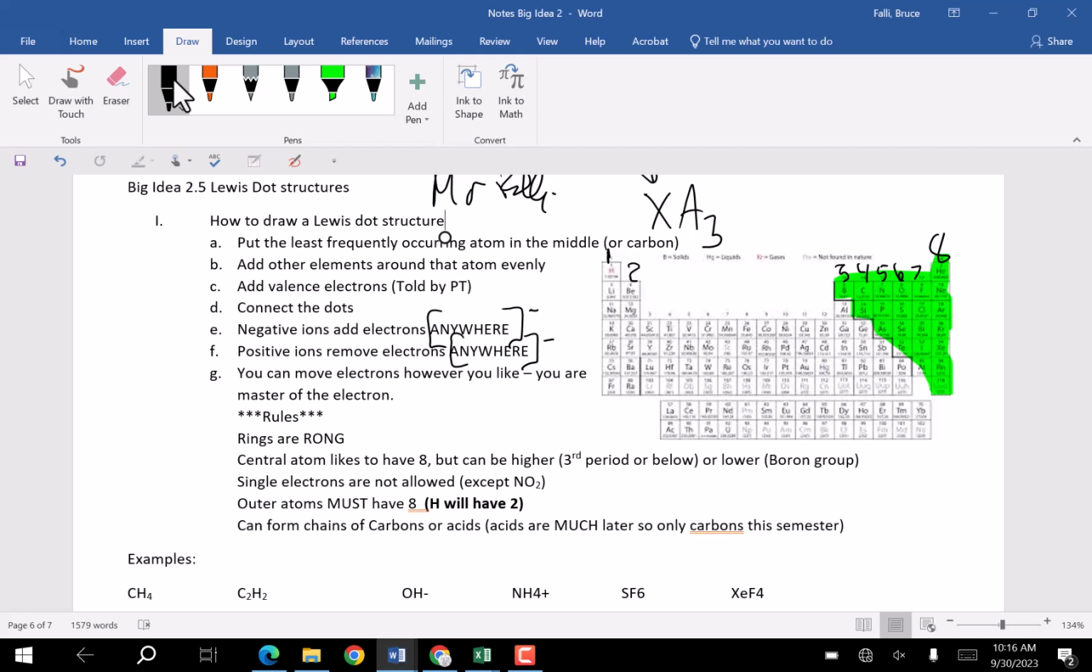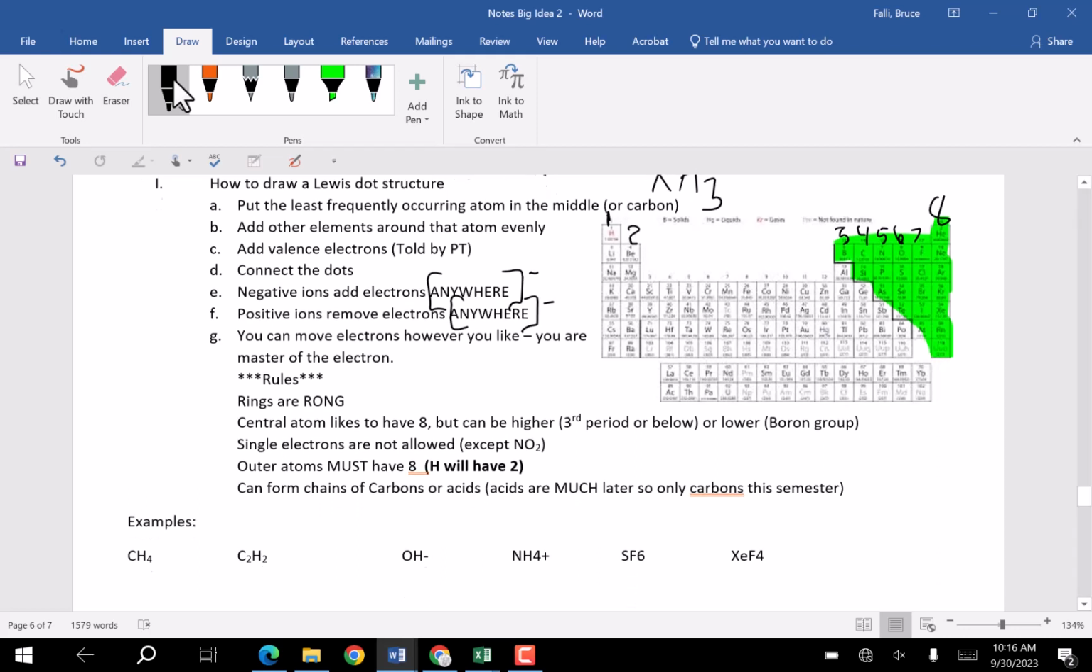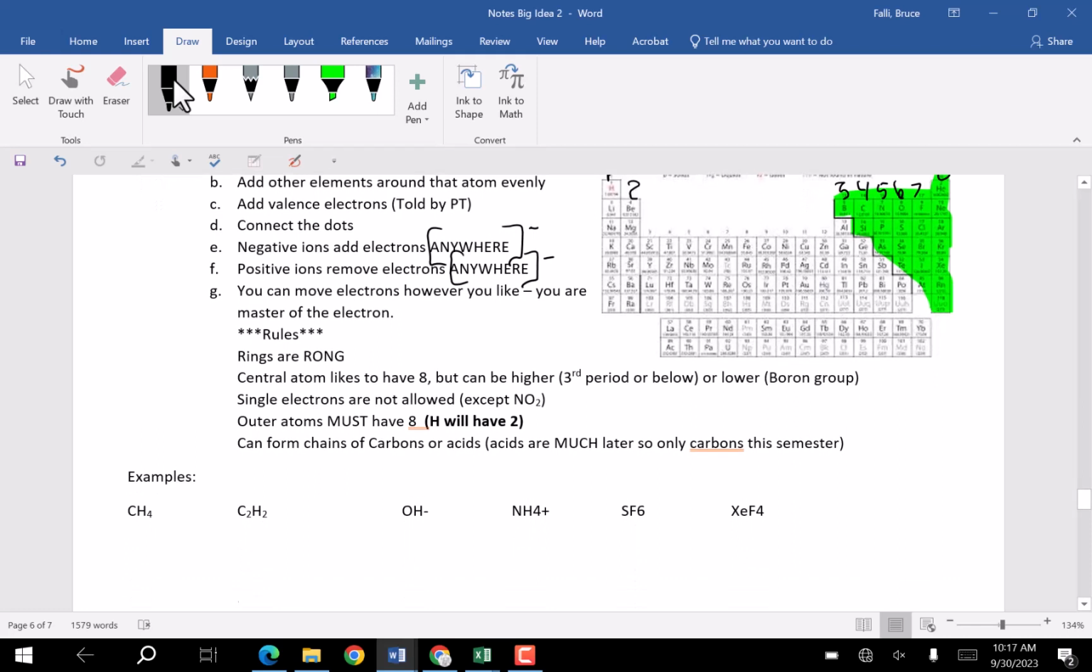You can move electrons however you like. You are the master of the electrons. So that means you can pick them up and put them somewhere else. You can make single bonds, double bonds, all those other things. Rules: rings are wrong. So you will never have triangles, okay?